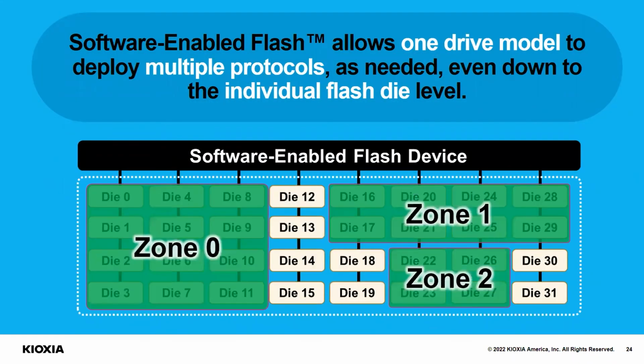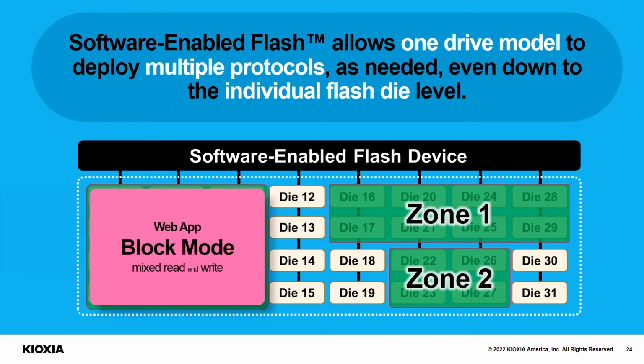So let's look at an example that we had our engineers run on a prototype system a little while ago. This is a single software-enabled flash device that is going to be running 3 different protocols at the same time. You can see zone 0, 1, and 2. And you can also note that there are some unallocated flash die. Again, this is pointing back to the placement control, the noisy neighbor control that we discussed earlier.